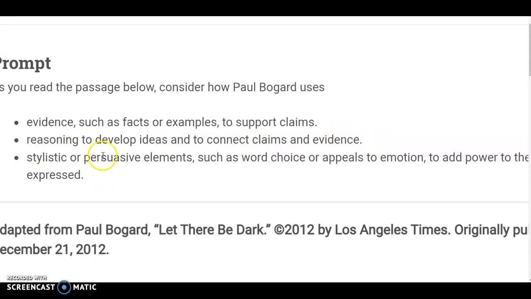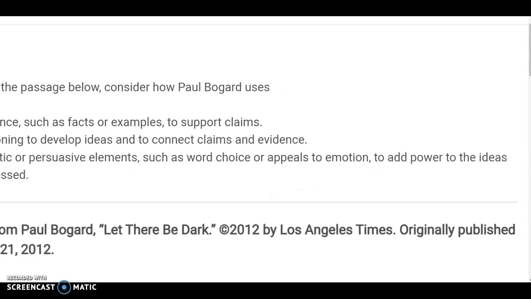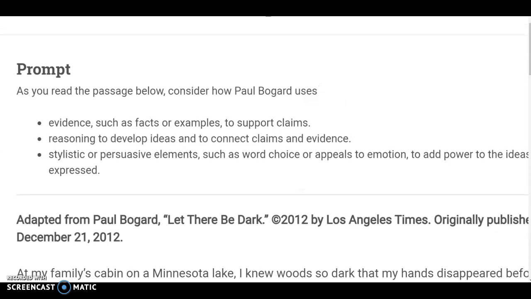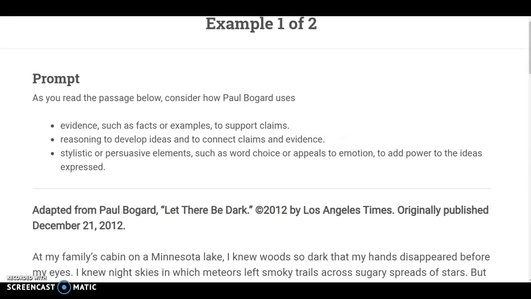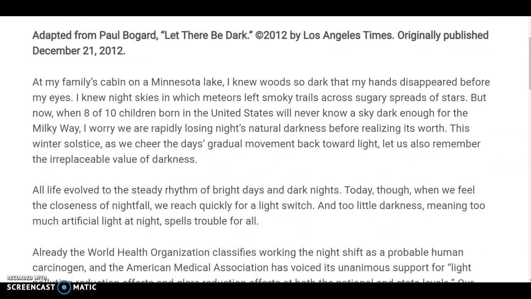Stylistic or persuasive elements such as word choice or appeals to emotion, which is pathos, to add power to the ideas expressed. Okay, how did he use persuasive ideas to express and build his argument? So how did he use ethos, logos, and pathos to build his argument? All right, so let's take a quick little look at this one and break it down.